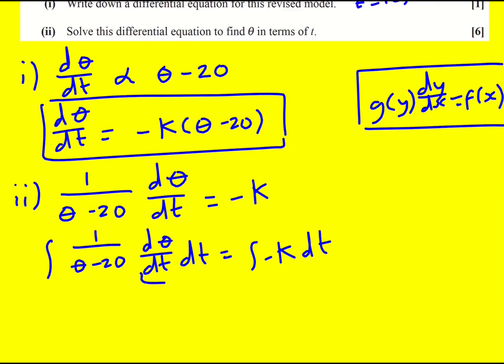Okay, and this bit becomes d theta. So I get ln of theta minus 20. That is the integral of 1 over theta minus 20. If you differentiate it back, you'll see you get the same thing. You can use a chain rule. I've basically used a reverse chain rule here. And that is going to equal minus kt plus c.